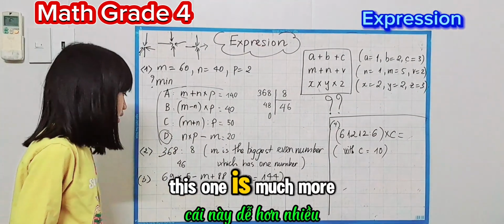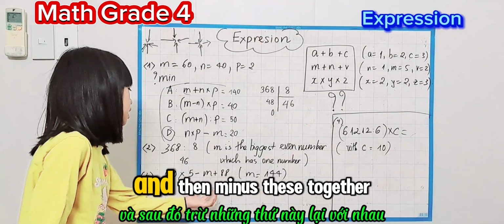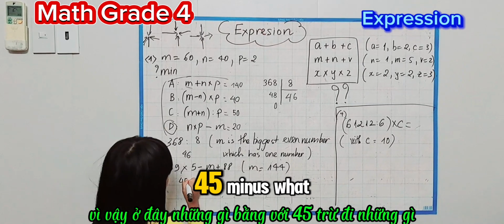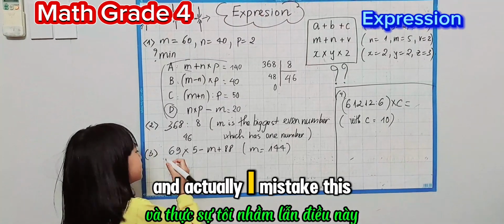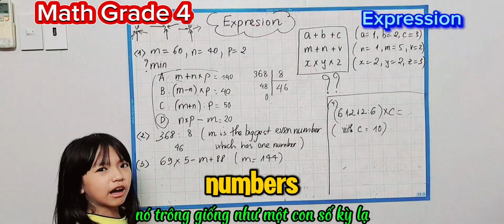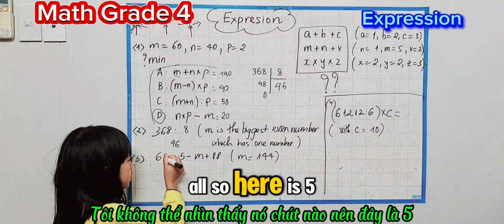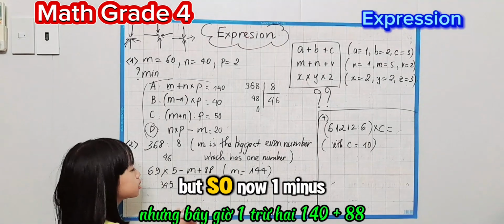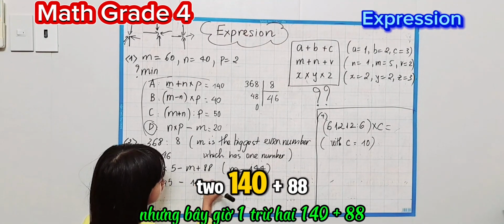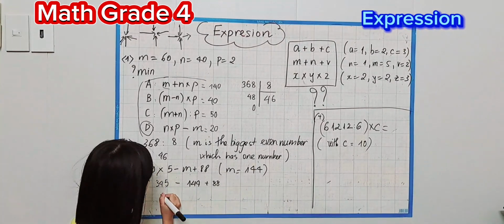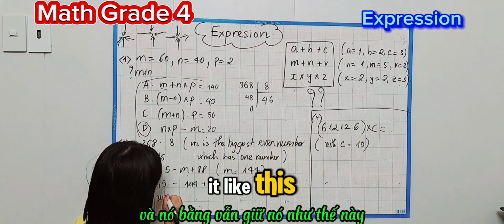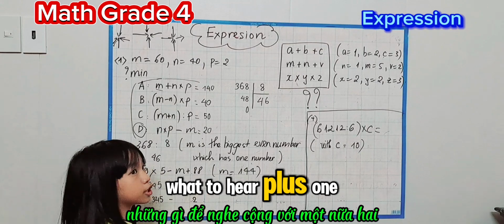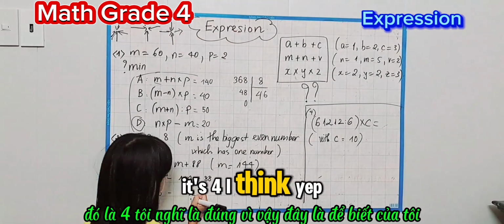This one is much easier. But first we have to do this and then subtract these together. So here it equals 45 minus 1. And actually I made a mistake on this. It looks like a weird number, so I couldn't see it at all. So here is 5. Remember 4. It's 340. Right. So now we'll minus 2. 140 plus 88. And it equals, still keeps it like this. But we'll minus it with 2. Here plus one more 2. It's 4, I think. Yep, it is.